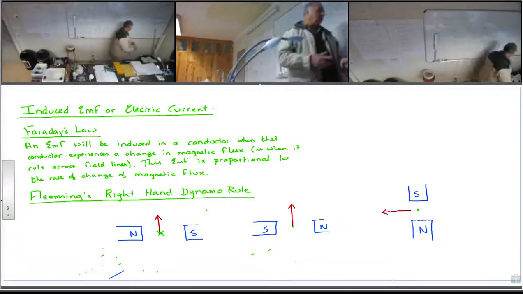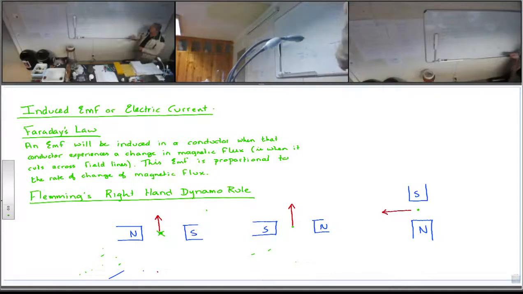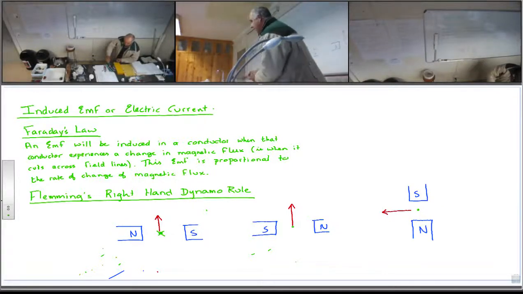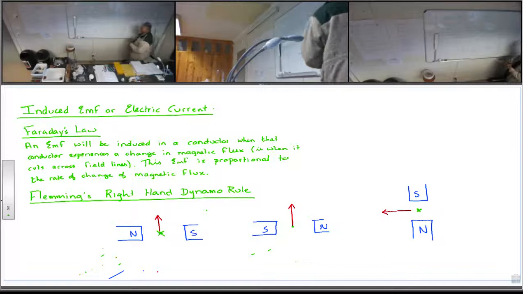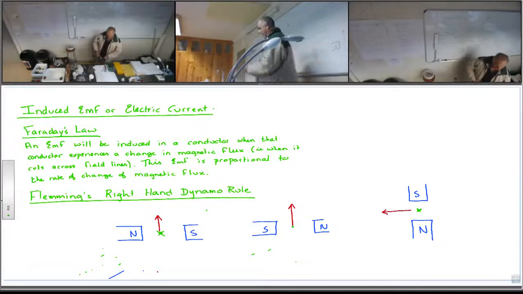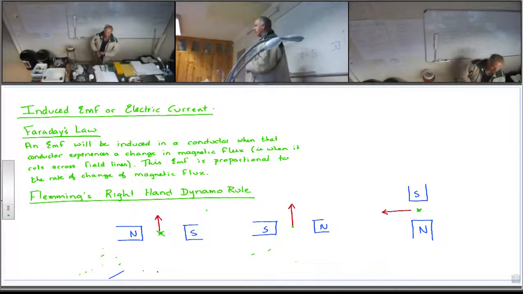To the left. Okay, so right hand, field is up. You agree? Thrust is to the left. My second finger, which tells me the direction of the conventional current, is into the board. So how must I represent that? With an X, the tail feathers of an arrow. Right. Do we all understand Fleming's right-hand dynamo rule?